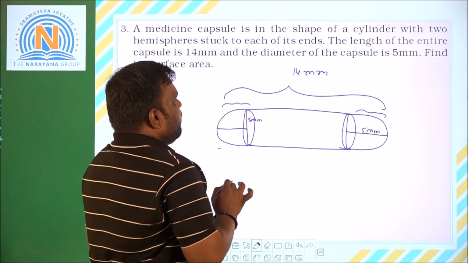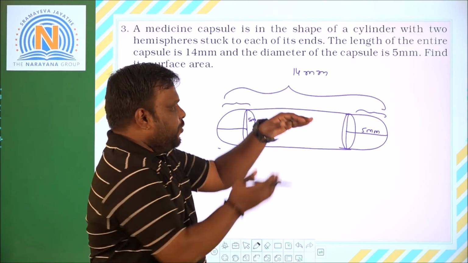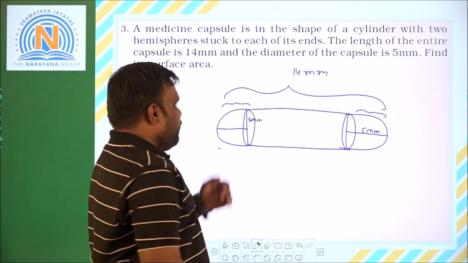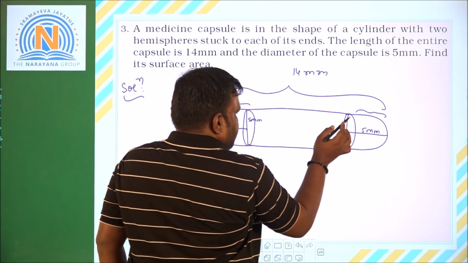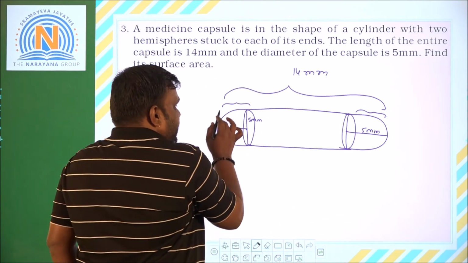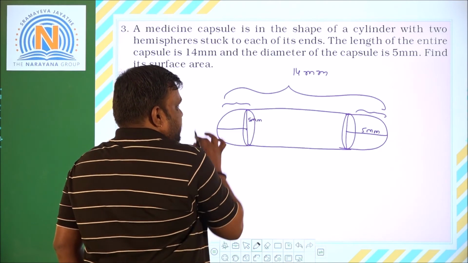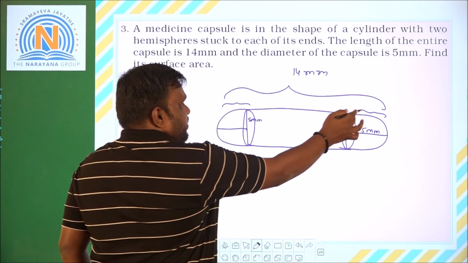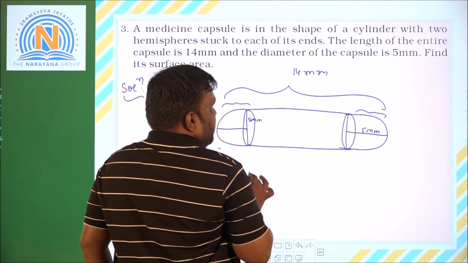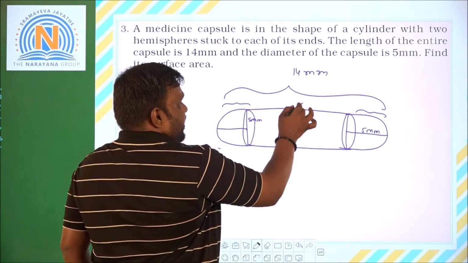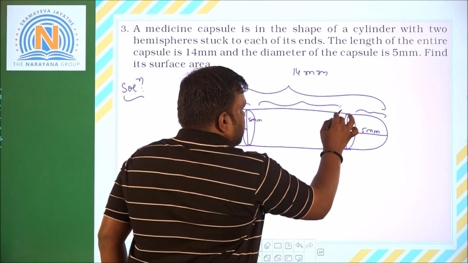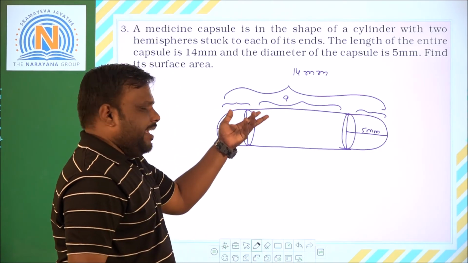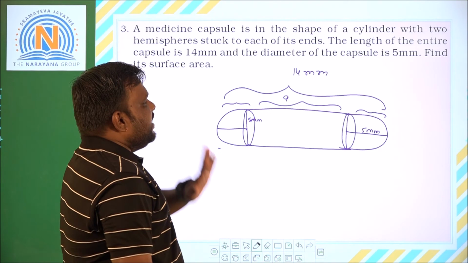So therefore, what will be the length of the cylinder? If you take it in the horizontal way, it is the length. If you take it in the vertical way, that will become the height. Here, this complete diameter is 5, so radius will be 5 by 2, and this also is 5 by 2. That means this is 2.5, this is 2.5. 2.5 plus 2.5 is 5, and 14 minus 5 will give you 9. So this will be the length of the cylinder. That means h or length is nothing but height. Height of the cylinder is 9 mm.